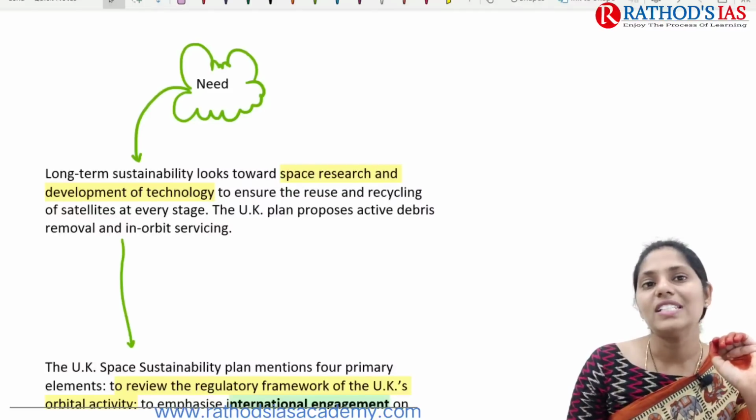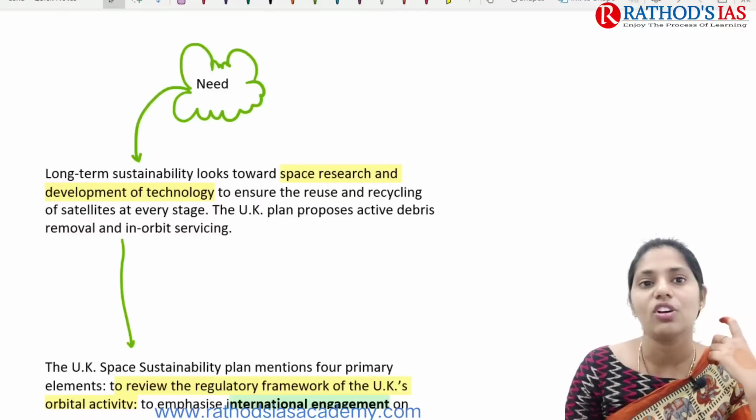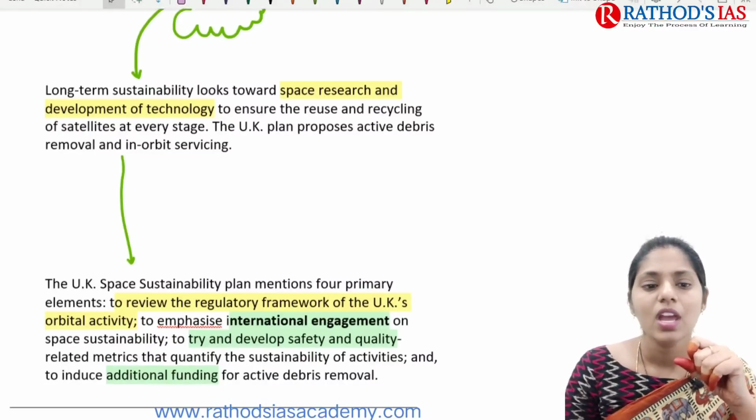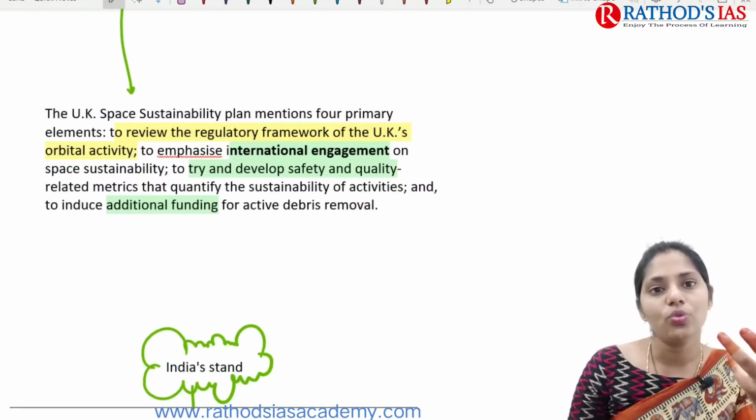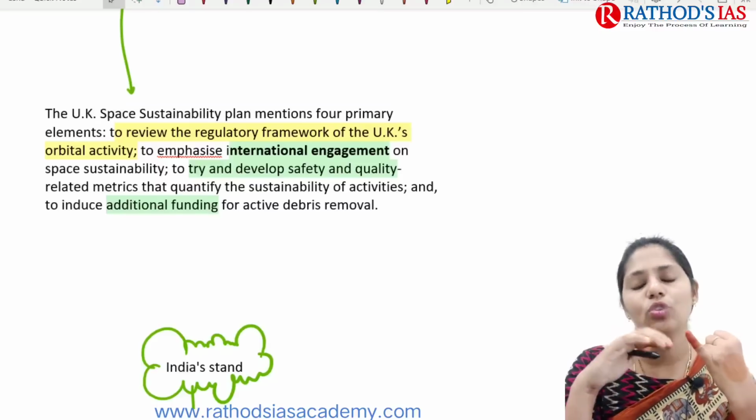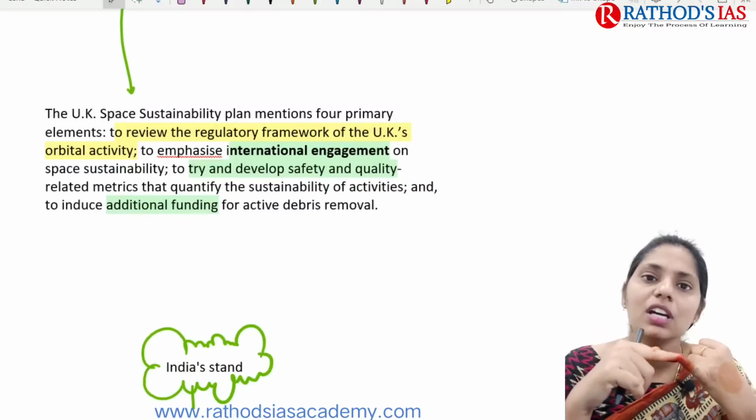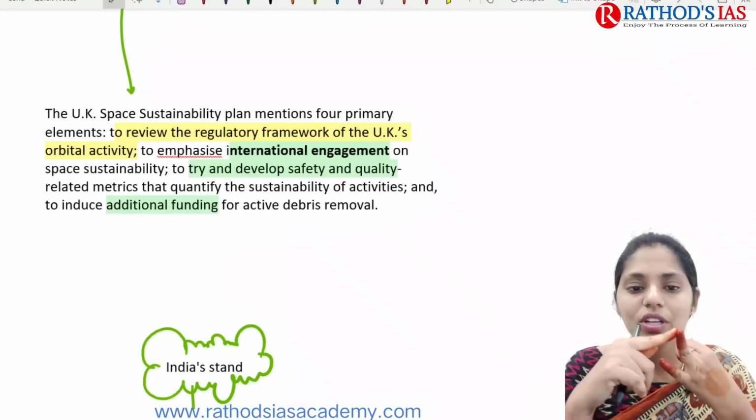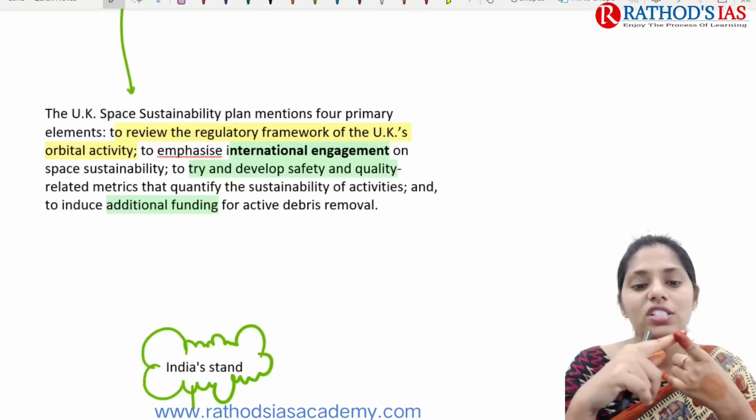If you're talking about what is the need, what can be done, we can move towards space research and development of technology, and we need to focus on reuse and recycling of satellites, and we can go for debris removal. We also need to emphasize international engagement. One country cannot take any steps alone, because the satellites are sent by different countries. So we need international engagement, we need to review the regulatory framework, focus on safety and quality related metrics, and even focus on additional funding.